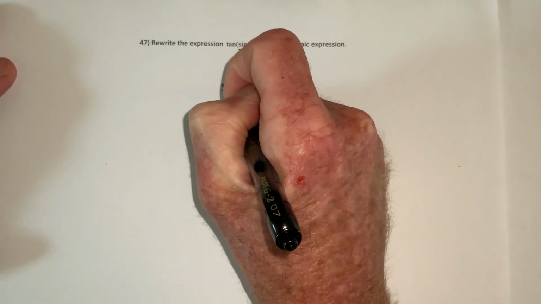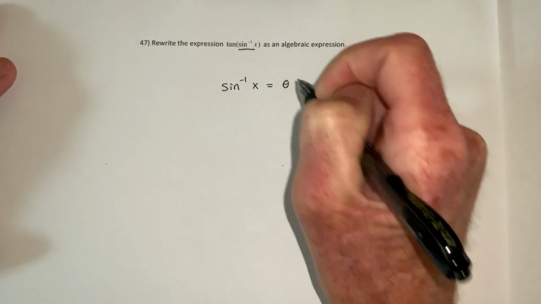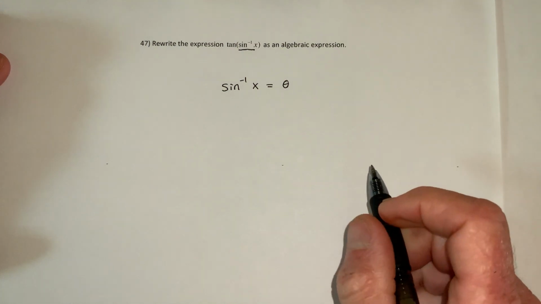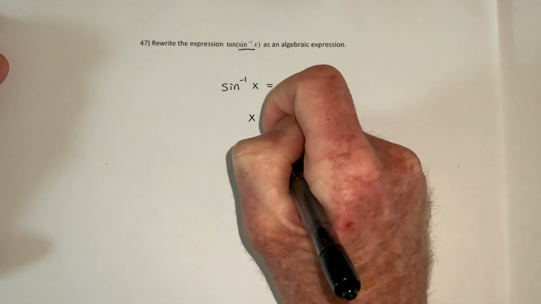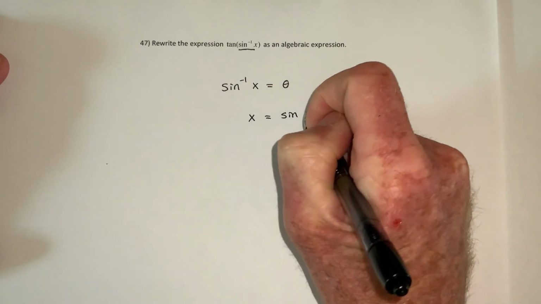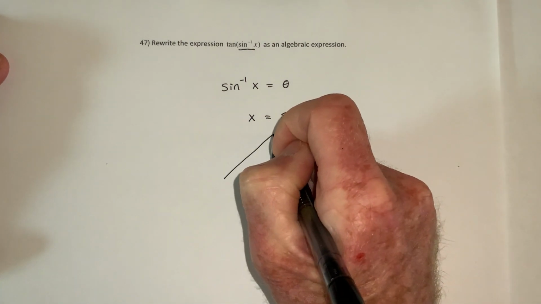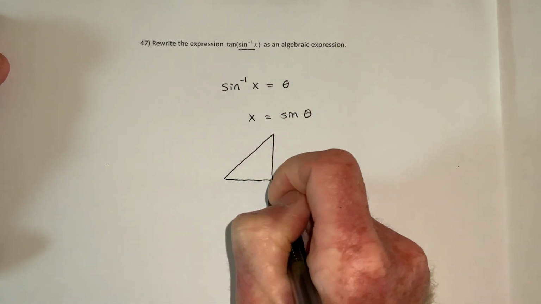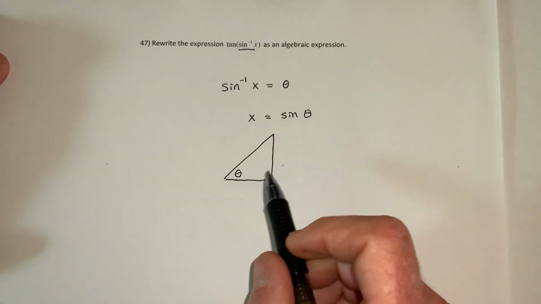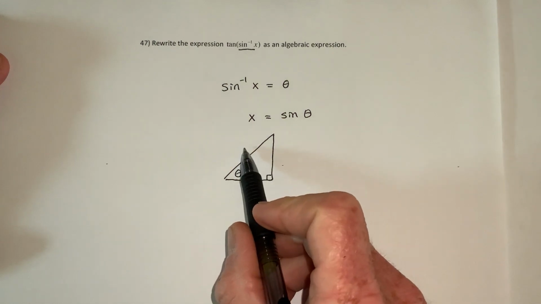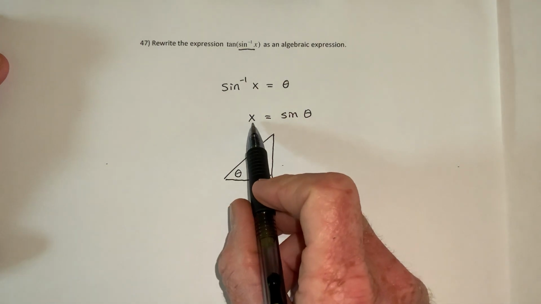So if you take sine inverse of something, then what you get is an angle theta. Next, I could take sine of both sides, eliminating the sine inverse on the left, and it'll say x equals sine of theta. Well, that means that somebody had a right triangle. Theta was the angle, and sine is opposite over hypotenuse. So when they divided the opposite and the hypotenuse, they got x.